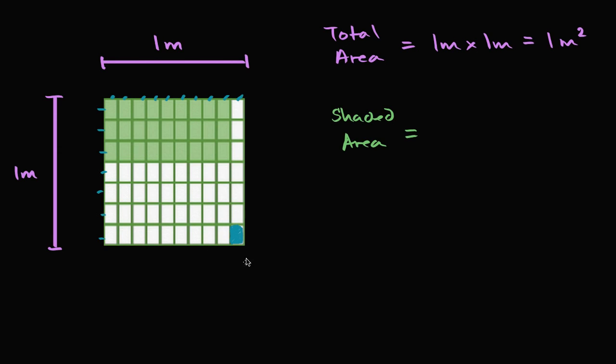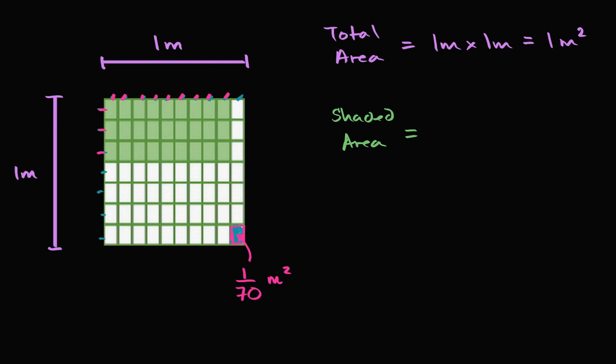So this rectangle right over there is 1/70th of the entire area. So 1/70th of 1 square meter is just going to be 1/70th of a square meter. That's just one of these rectangles. Now, if we cared about the shaded area, we could just count how many of these rectangles there are. We see that there are 9 columns of 3. So there's 27 of these equal rectangles in the shaded area.